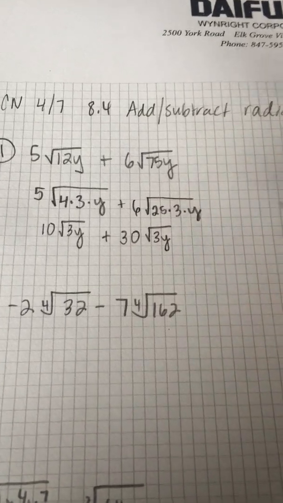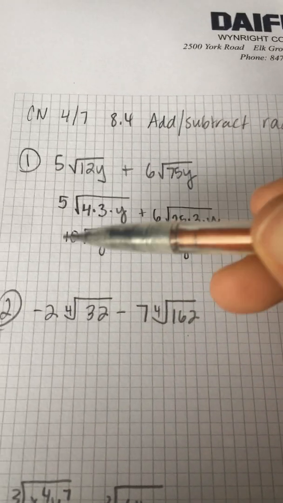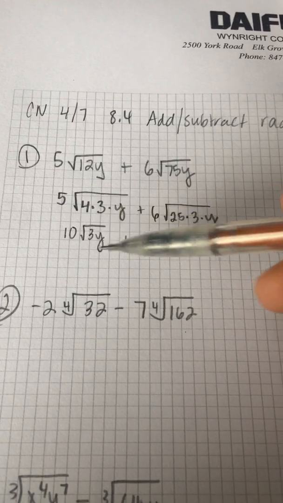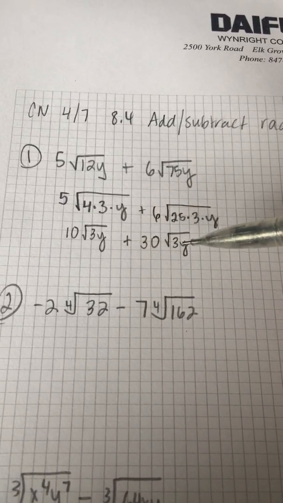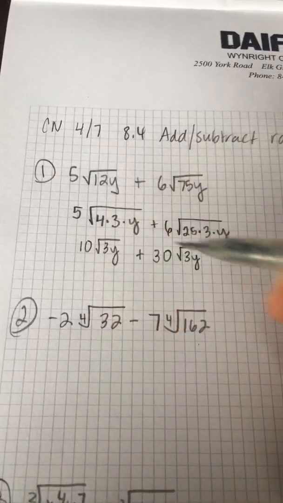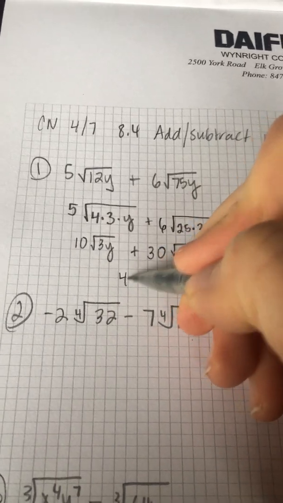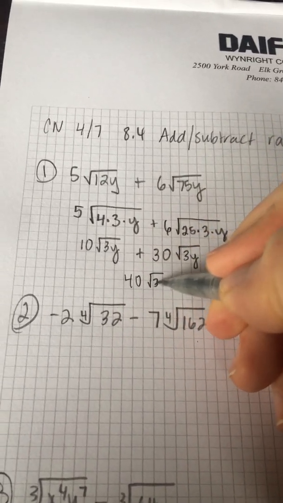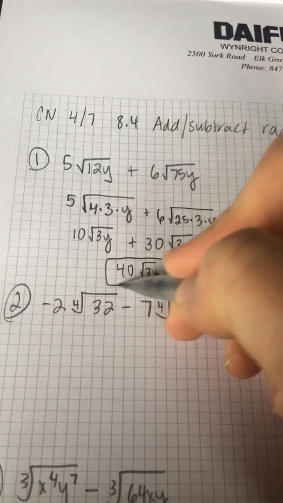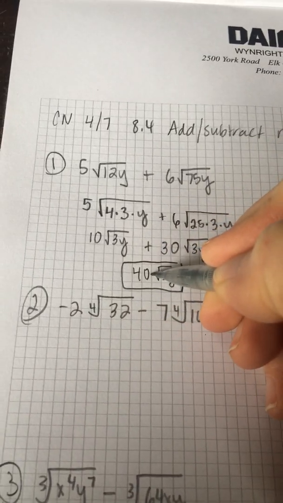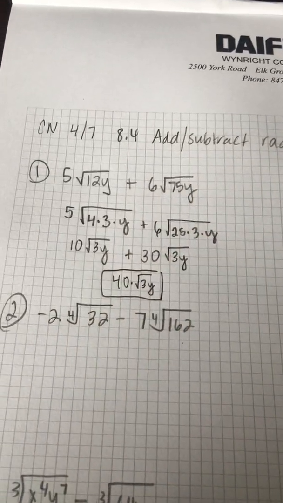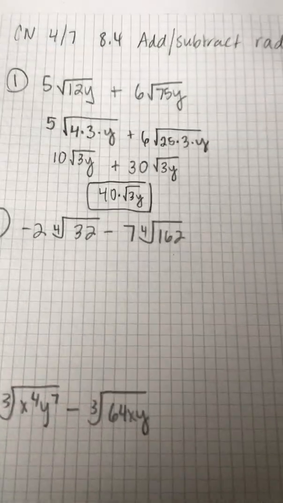Not perfect, not perfect. Now, are these like? Yes, I see a root 3y and a root 3y. So I can add the 10 and the 30 to get 40 root 3y. Final answer. 40 sits outside being multiplied. If you wanted to put a multiplication dot there so it doesn't look like the index, you can do that.